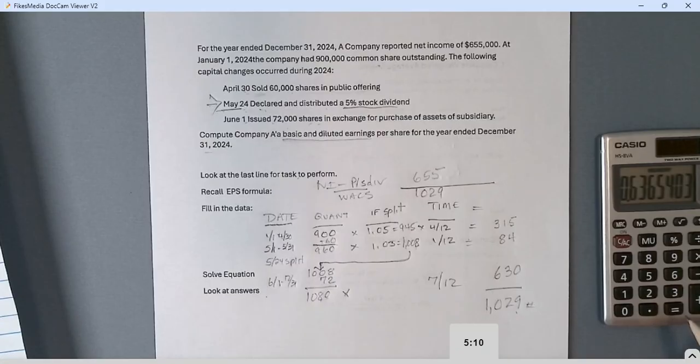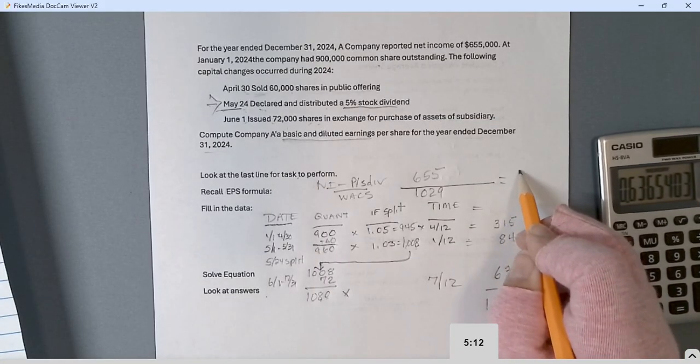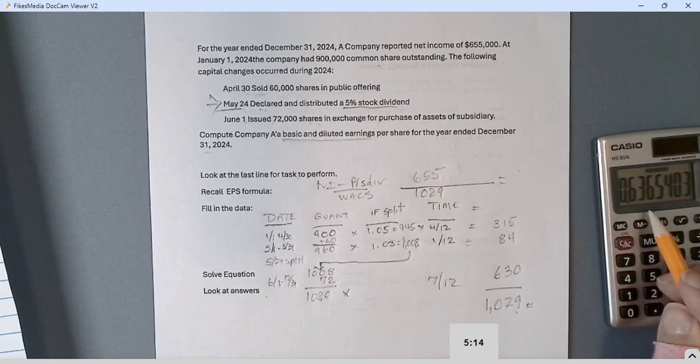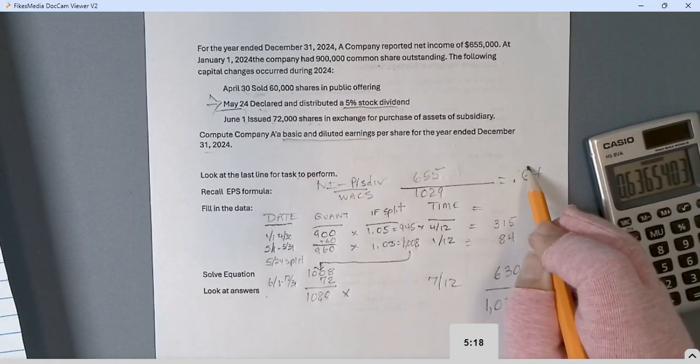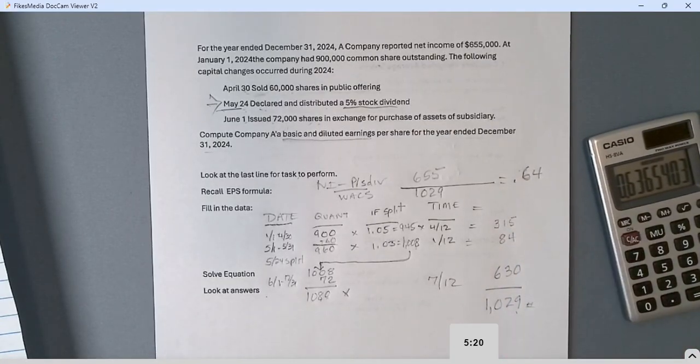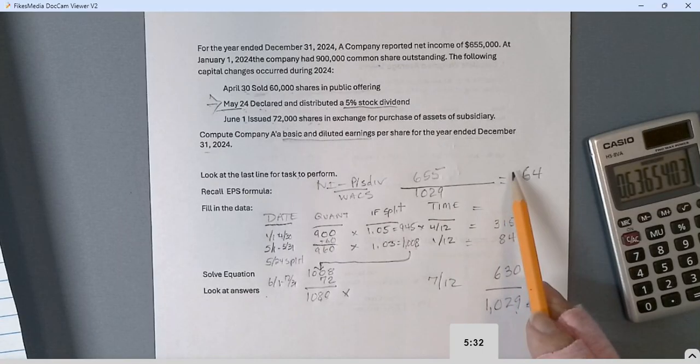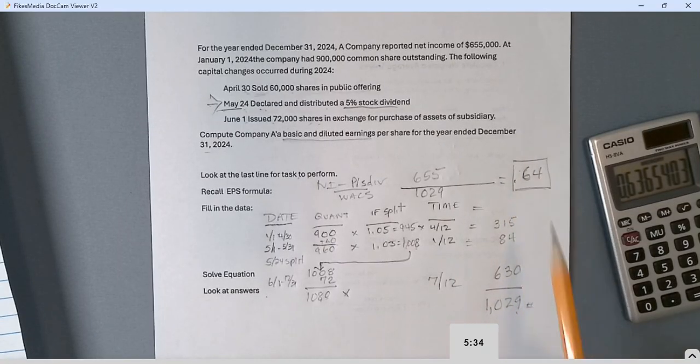Do it in your calculator. Muscles have memory, and you will remember these things. 0.636, that's going to round up to 0.64. 64 cents for basic. It has to compute the diluted earnings per share. Is there anything in my question that says I have something that would dilute my earnings per share? No. So my diluted earnings per share and my basic earnings per share are the same.